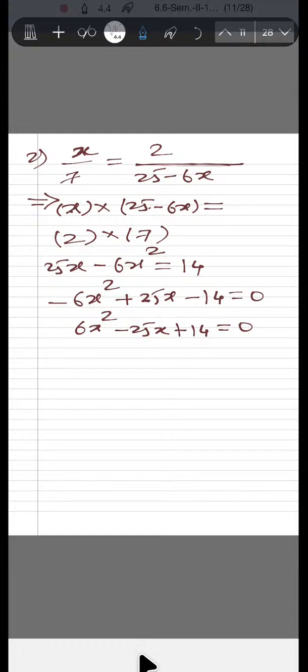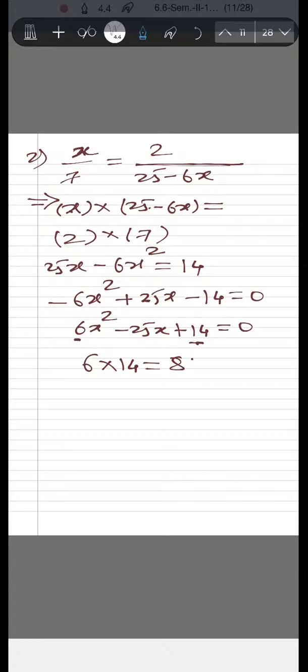So what I said, you have to multiply a and c. So 6 into 14, 6 into what? 14. We all know what is the multiplication of that?